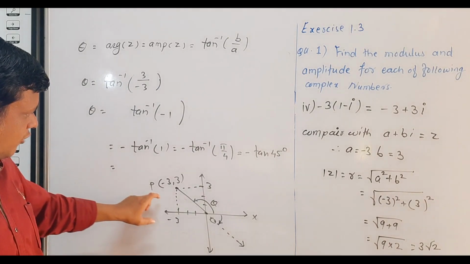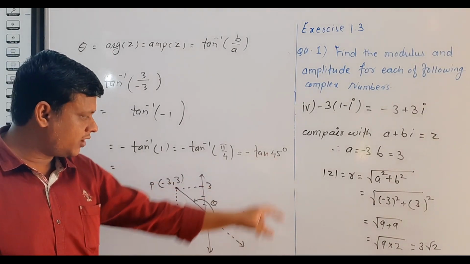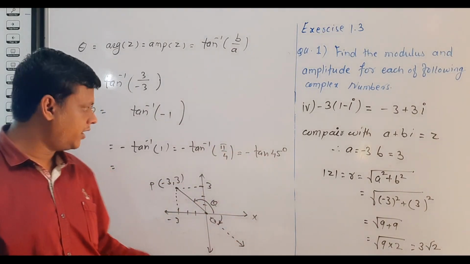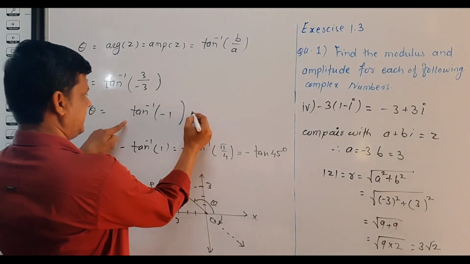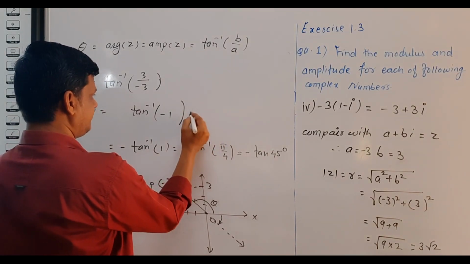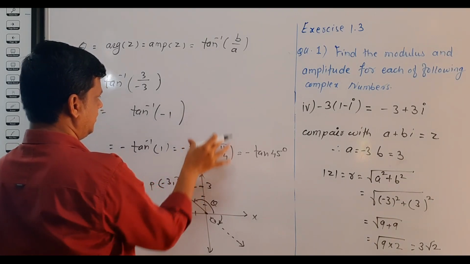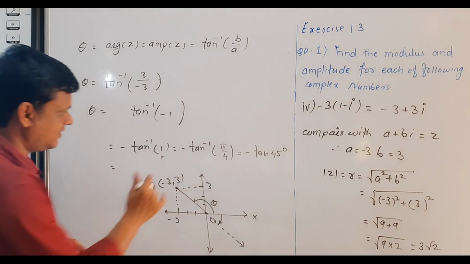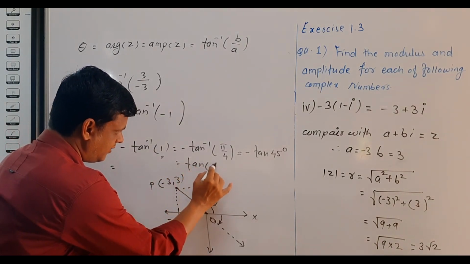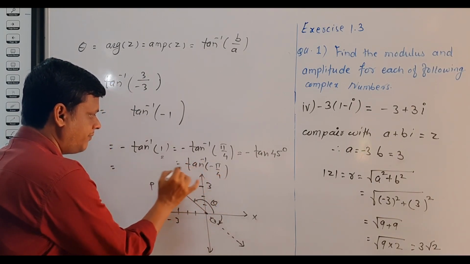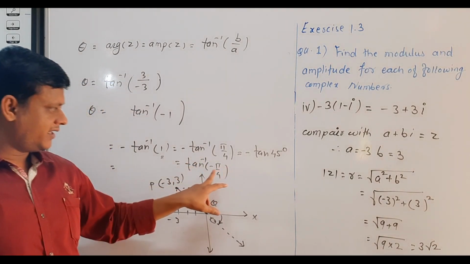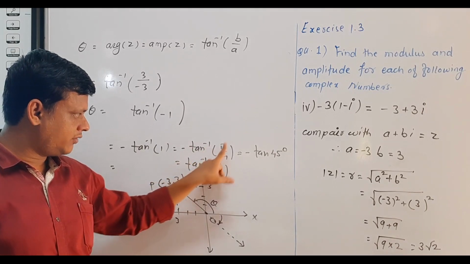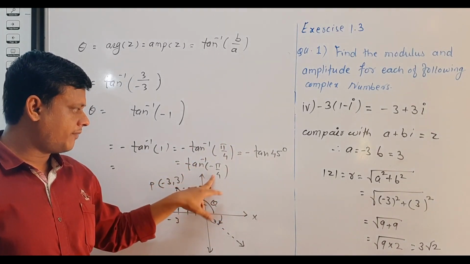So see here, we have to find theta, so we get minus tan 45. When we measure in the clockwise direction, that angle is negative. So you can write this answer as minus tan inverse of pi by 4, or you can write tan inverse of 1, that is minus tan inverse of pi by 4, or tan inverse of minus pi by 4.